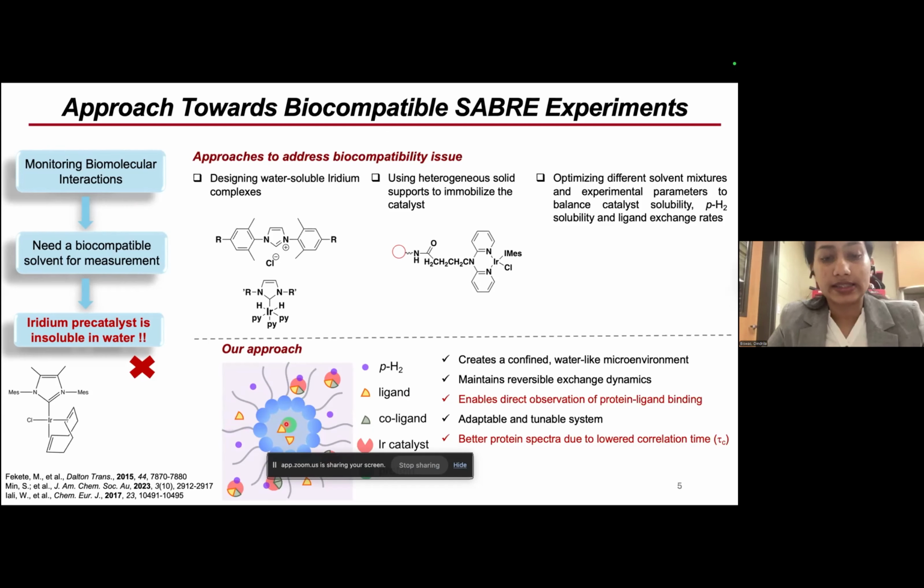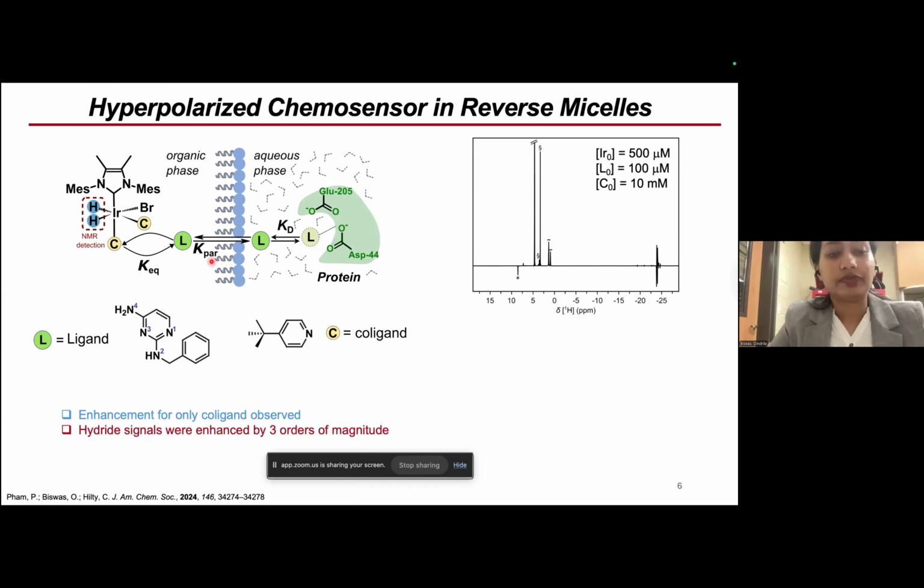Additionally, in reverse micelle systems, the water droplets are nanostructures in low-viscosity organic solvents. Because of this, the correlation time reduces and we can get better protein spectra. Now, keeping these things in mind, we took the reverse micelle system with the ABAP ligand. This is because the ABAP ligand consists of the 2,4-diaminopyrimidine moiety, which is a known substrate for the protein which we took, that is the 10A protein, and we took the co-ligand as 4-tert-butylpyridine.